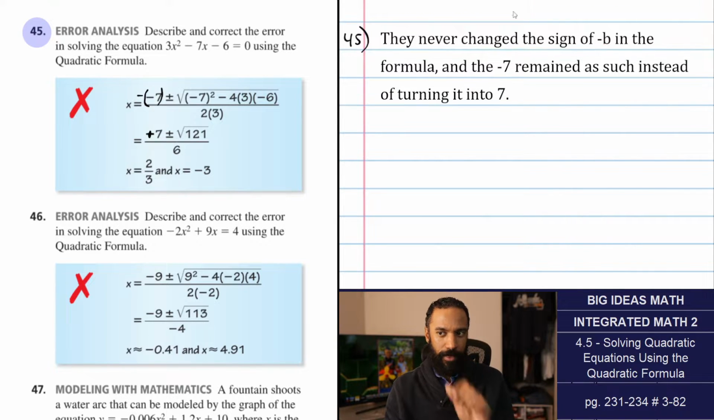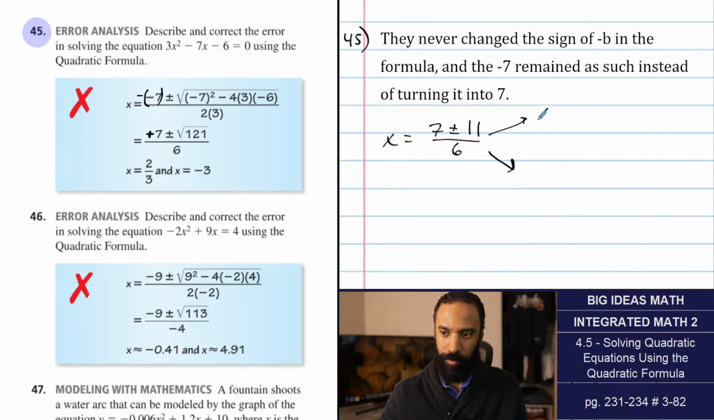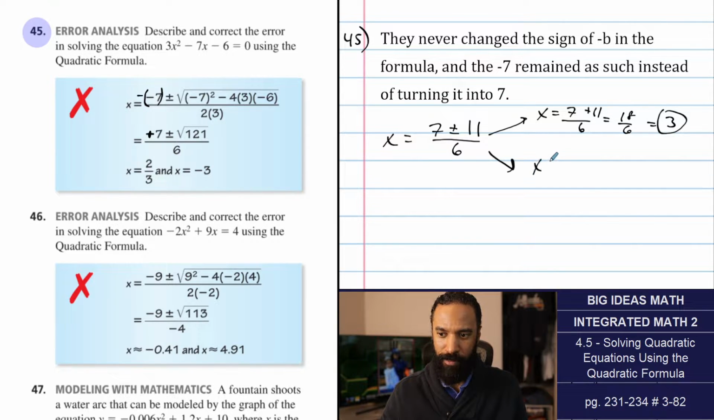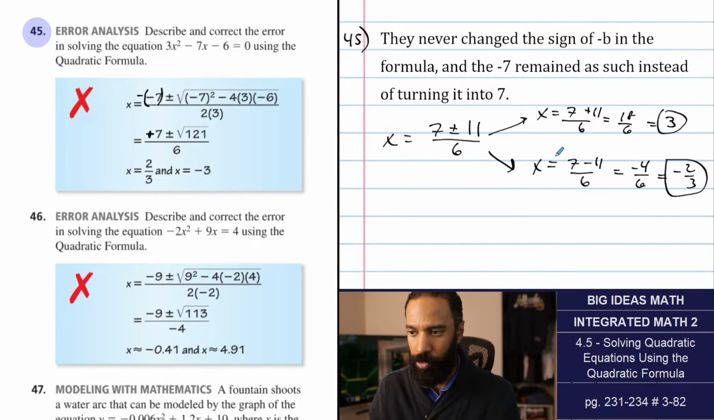So let's work off of what they would do from there. The opposite, I kind of wrote it. But now let's get the x equals 7 plus or minus 11 all over 6. So 7 plus 11 over 6 is 18 over 6, which is positive 3. And 7 minus 11 over 6 is negative 4 over 6, which is negative 2/3. So the signs change here as well. And I imagine that would just happen each time that we do something like that.